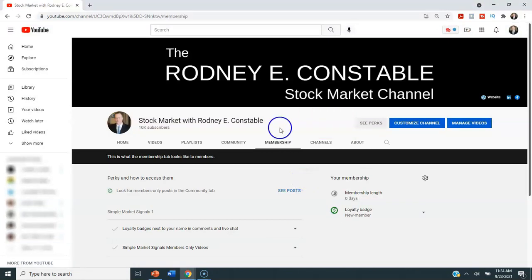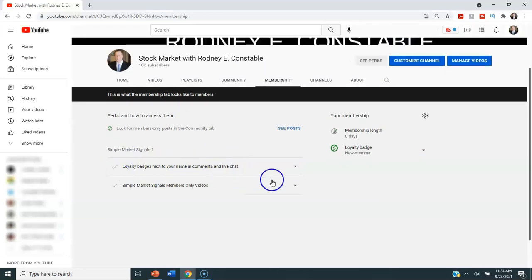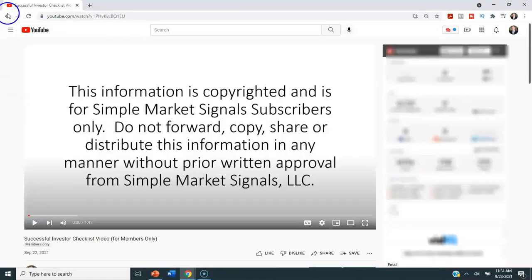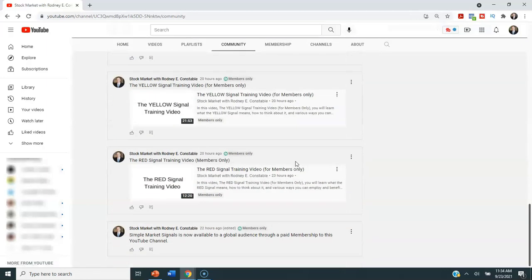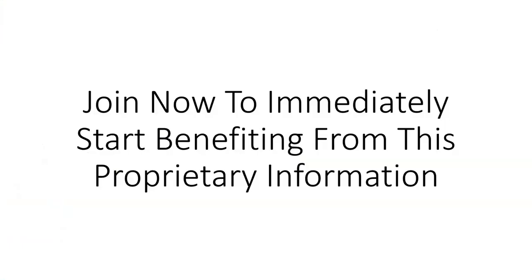So once you fill all that out and your membership is established, then you will have access to the membership area where you will be able to see the perks, right? And then you go over to the community tab, and this is where you will have access to the various videos, and you just click on those and it'll pull those up. Okay, so I'm going to back up here, and so this is where all the training videos will be, as well as the weekly updates to the Simple Market Signals that will be under the community tab. And that's all it takes to become a member. It's quite simple. So join now to immediately start benefiting from this proprietary information.